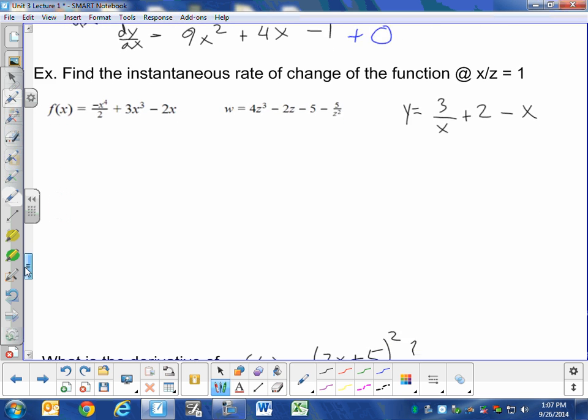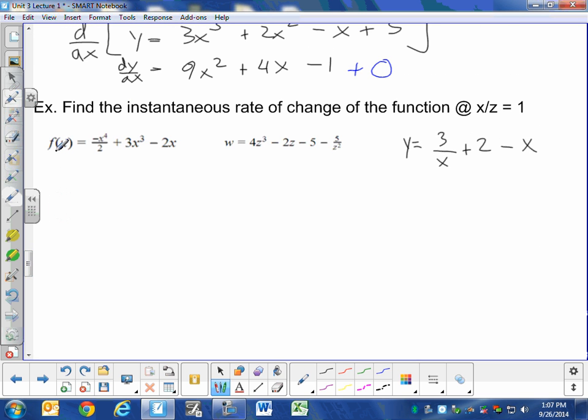But let's do this. Now, I could ask you these questions a different way. I could ask you to find the instantaneous rate of change of the function at x equals 1, or if you have z's, z equals 1. Let me tell you what I mean by that. You have to take the derivative, and essentially you're going to find the instantaneous rate of change of the function. You know that's a fancy word for the derivative of the function, which is the fancy word for the slope of the tangent of your original function. Just you're going to find it at a specific point.